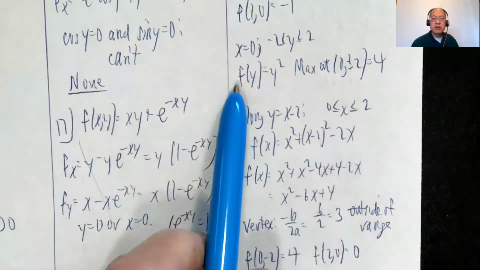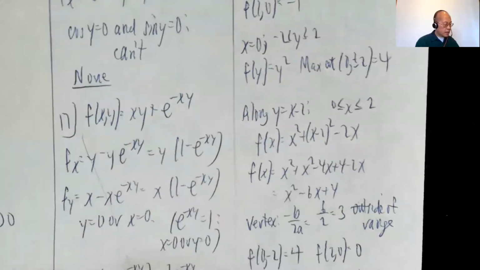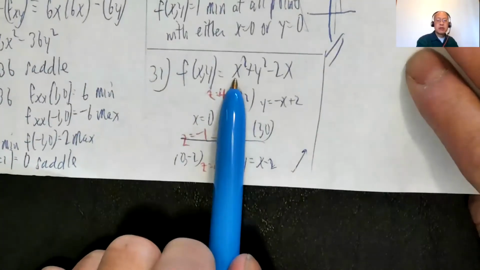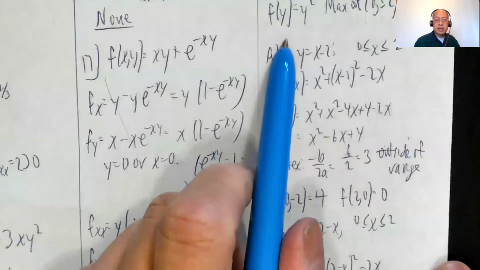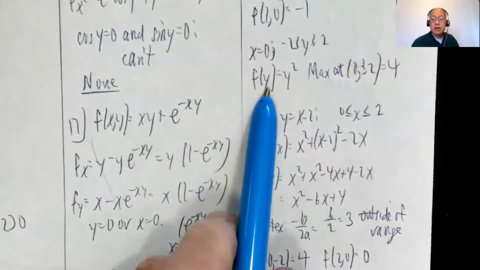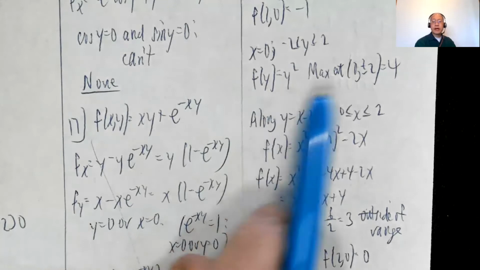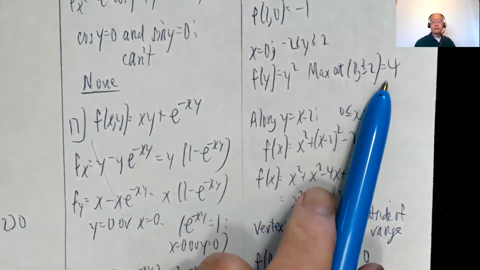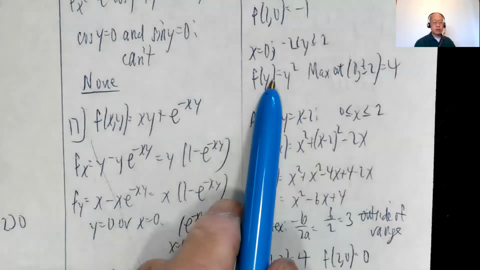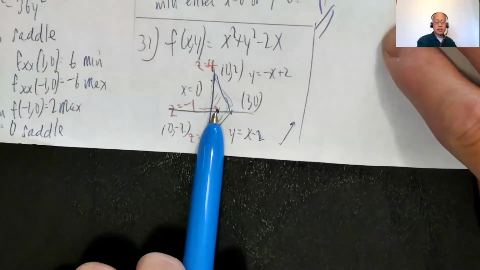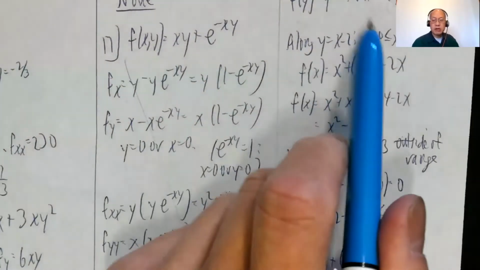Okay, so if x equals 0, then f of y, put a 0 here and a 0 here, you just have y squared. Well, when is that maximized? It's maximized when you plug in 2 or -2, which is 4. And it's minimized when I plug in 0. So that function value is 0, but I already know right here it's -1, so it's not going to be lower than -1. Okay, so right now I have maximum at 4.